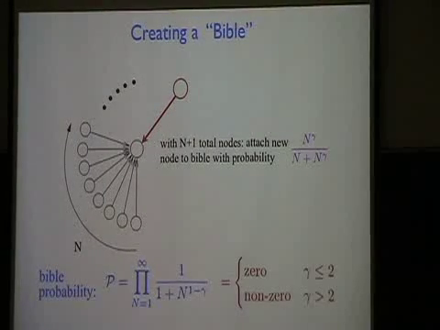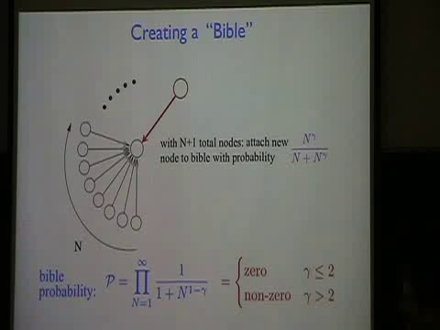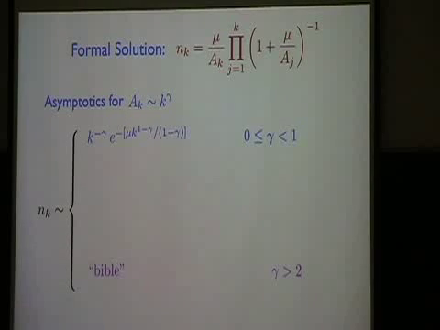And so the probability that the Bible lasts forever is that I just have to take the product of these attachment probabilities from 1 to infinity. And if you use this little trick over here that I showed you, you can immediately verify that this probability of creating a Bible is 0 for gamma less than or equal to 2 and non-zero for gamma larger than 2. So we find the Bible phase.